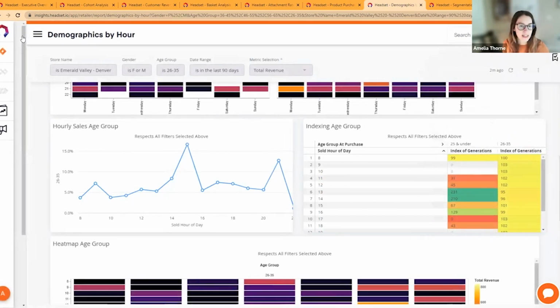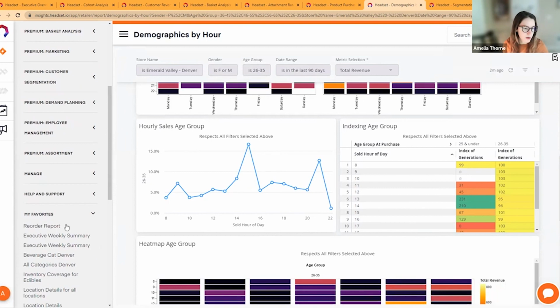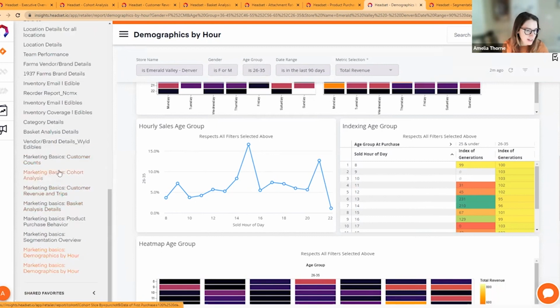I actually did this exact same thing to prepare for this training. So if I go down to the bottom left navigation bar, you can open my favorites. This is where the ones that you saved just for yourself will live. And I actually have like 7 different dashboards for our marketing basics course that I saved so that when I prepare for this, I can just open all of them and run through it.